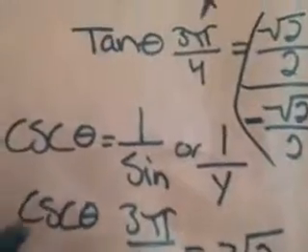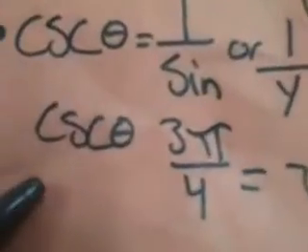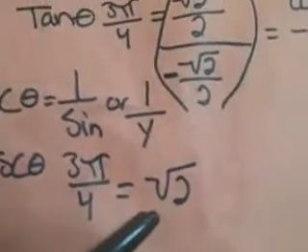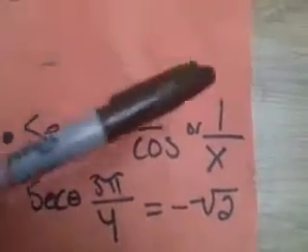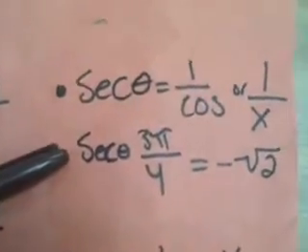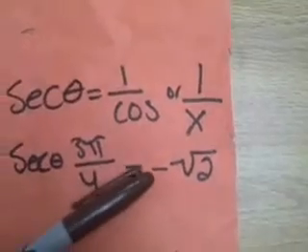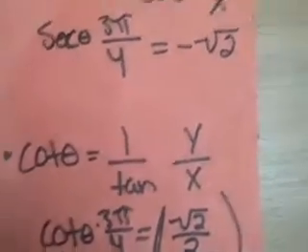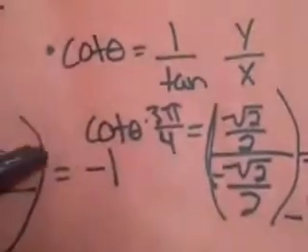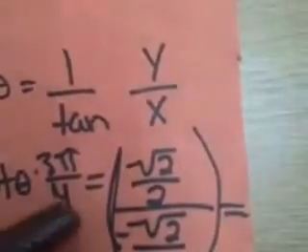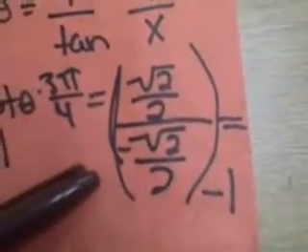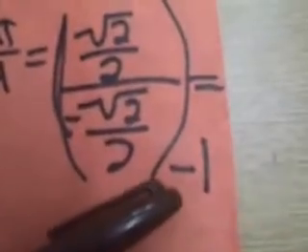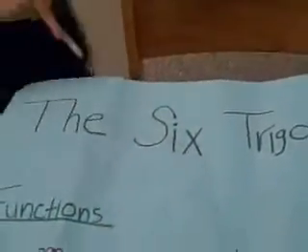For cosecant is 1 over sine, or 1 over y, which is 3 pi over 4, which equals square root of 2. For secant, it's 1 over cosine, or 1 over x. For secant 3 pi over 4, you're going to get negative square root of 2. For cotangent, which is 1 over tangent, or y over x, and for that, for 3 pi over 4, you're going to get the square root of 2 over 2 over negative square root of 2 over 2, which gives you negative 1.